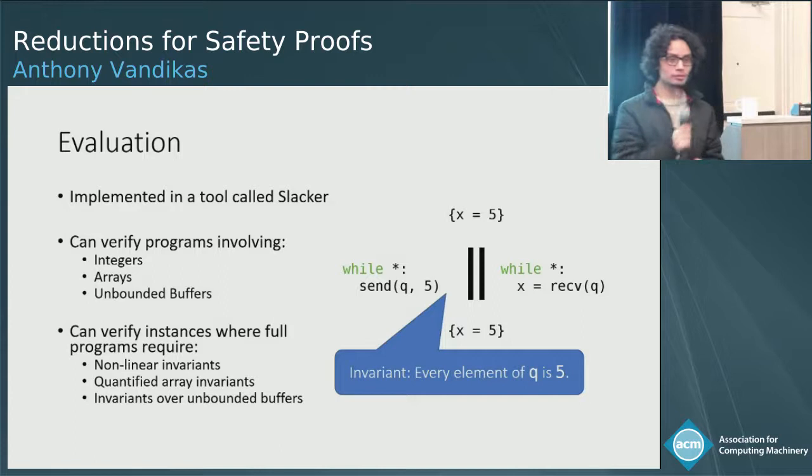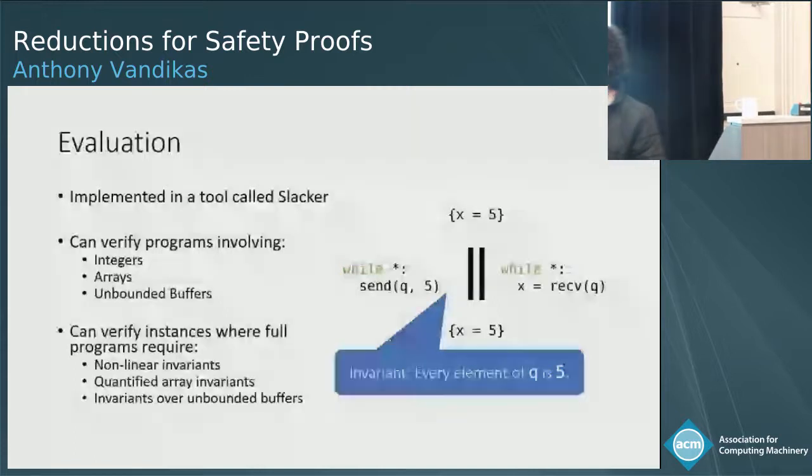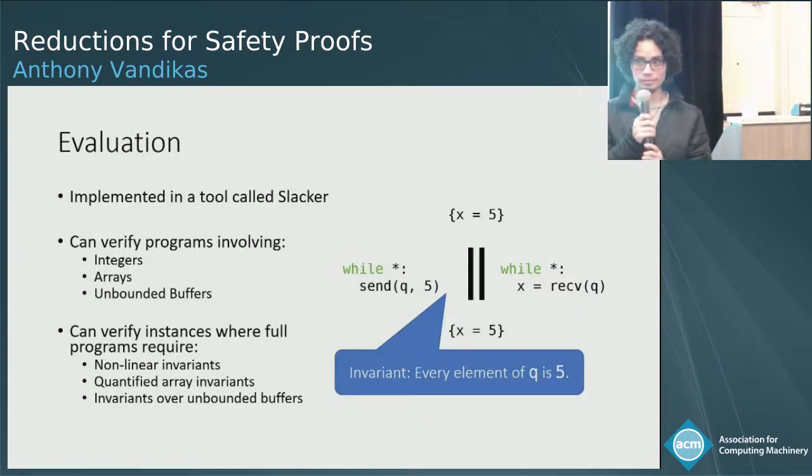Anything else? Yes? So you're basically searching through this space of possible reductions, right? Yes. In your experiments, how many were just straightforward Lipton reductions, and how many of them were new reductions?